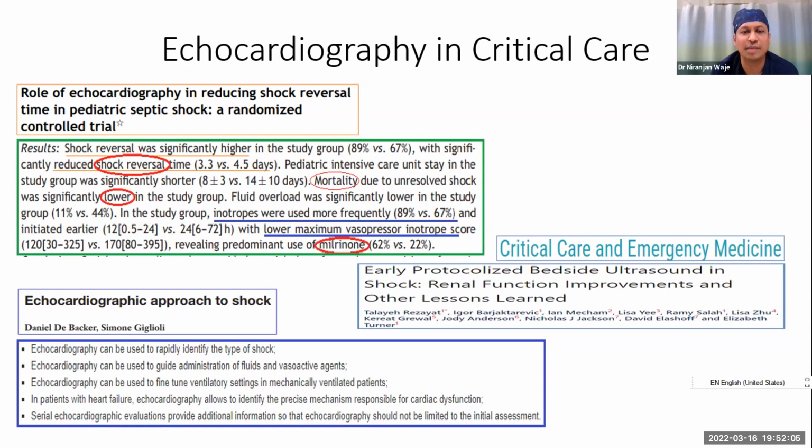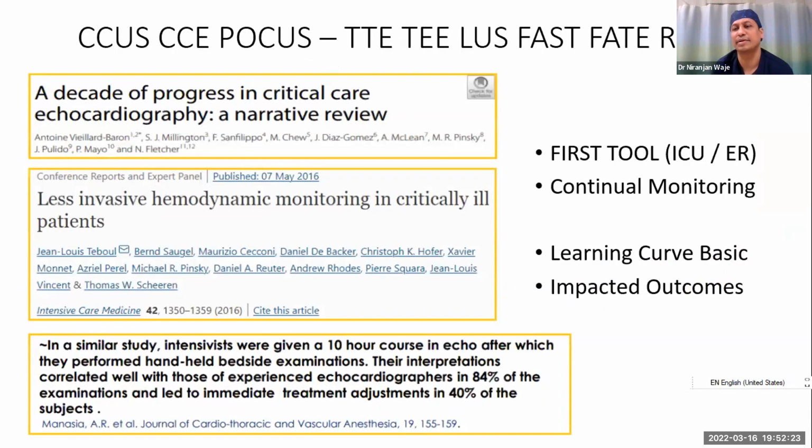Whereas echo can be used to rapidly identify the type of shock. It can be used to titrate your management. It is further used to monitor if the management is going in the appropriate direction. It can also help to fine tune your ventilatory settings and effectively bring about change in the patient outcome.